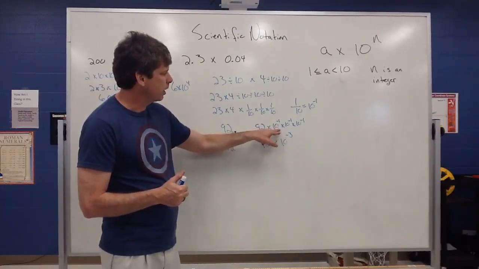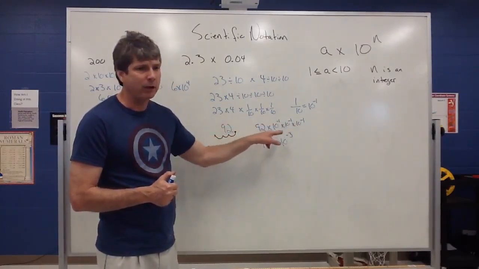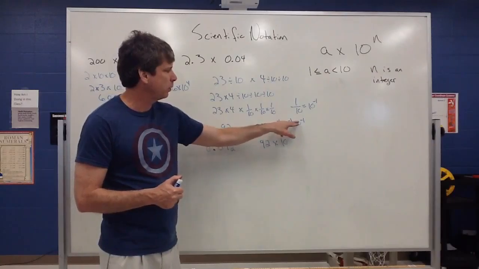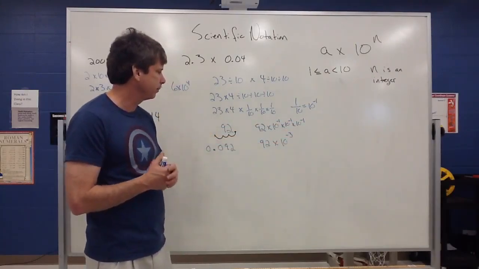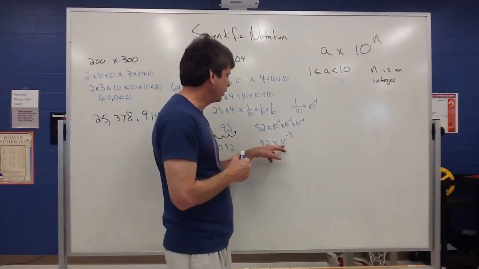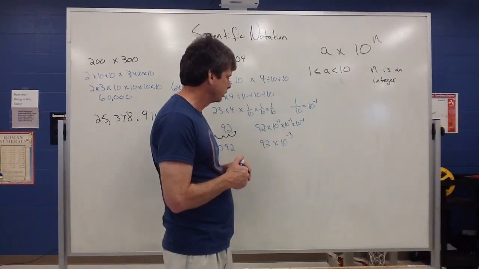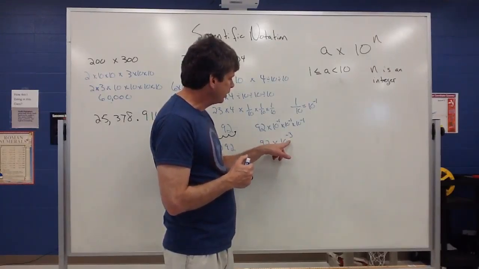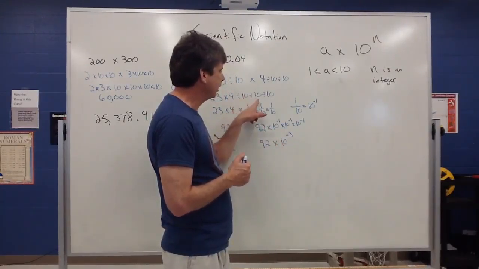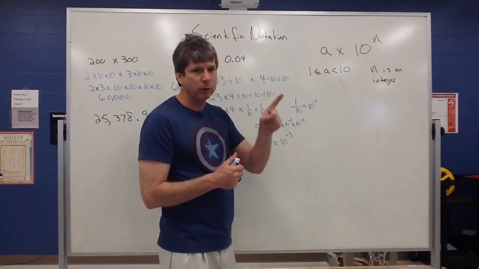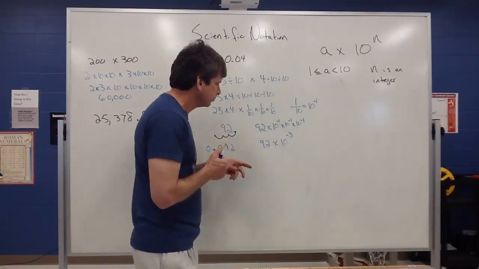Because we know that when you have the same base, you're allowed to add those exponents. So a negative 1, a negative 1, and a negative 1 makes that a negative 3. So I can change it to 92 times 10 to the negative 3. Notice that 10 to the negative 3 basically means you're dividing by 10 3 times. In other words, you're losing 3 place values.